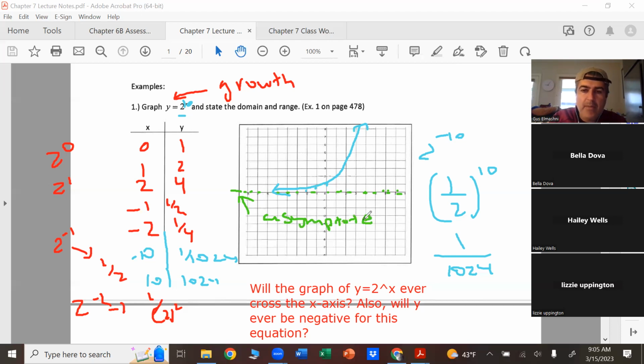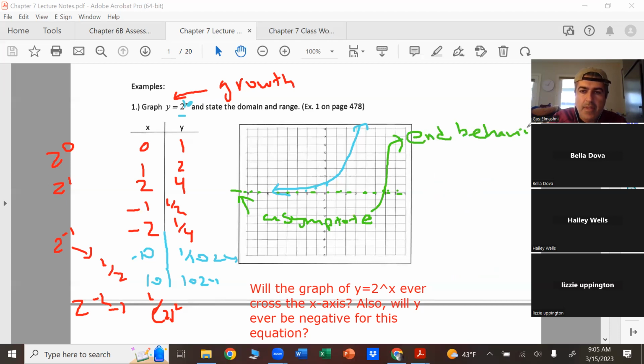Let me be careful how I define this. That's called an asymptote. And it represents the end behavior. Now, you guys did talk about end behavior when I was on paternity leave, when you did polynomial functions. End behavior means how the ends of the graph behave, right?